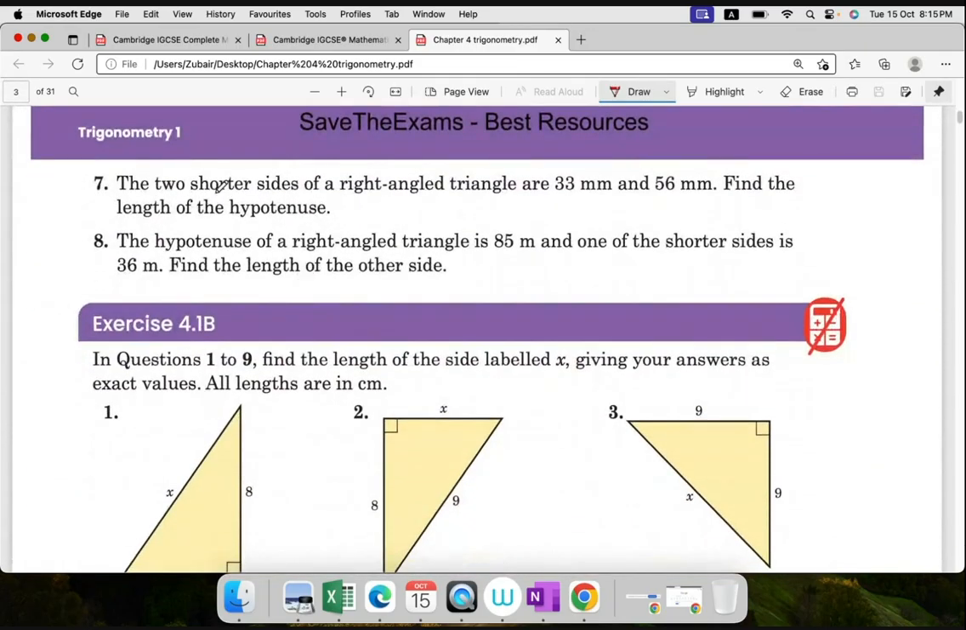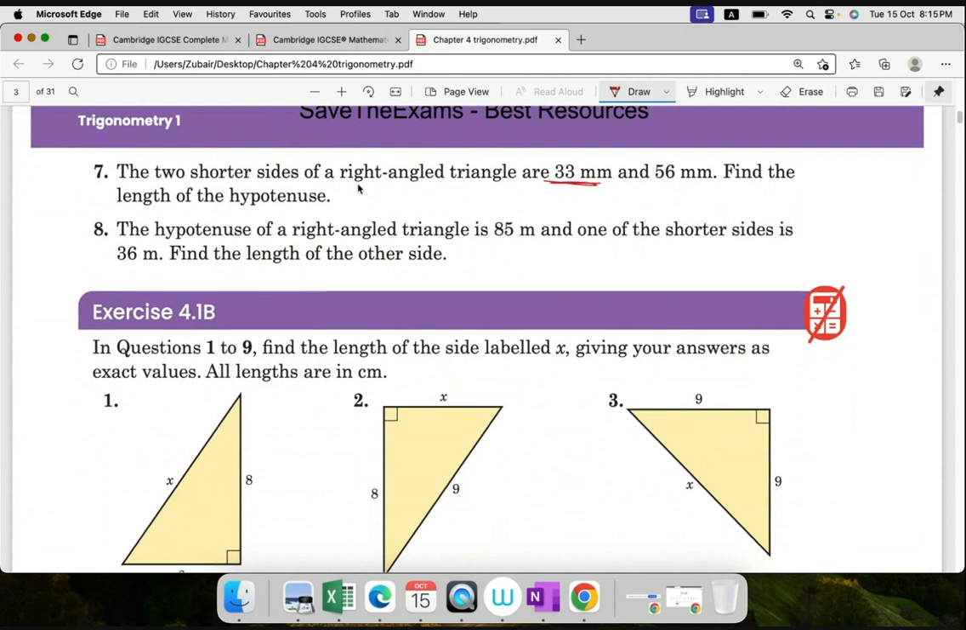Okay. The two shorter sides of a right angle triangle are 33 and 56 millimeters. Find the length of the hypotenuse. So see, this is just a different way to represent it. Lengths are given and it is given that they are shorter. And we know hypotenuse is always the longest side. So hypotenuse squared is equal to 33 squared plus 56 squared. And now we can simplify. So hypotenuse is equal to square root of 33 squared plus 56 squared. I'm punching all of this in one go in the calculator. Okay.